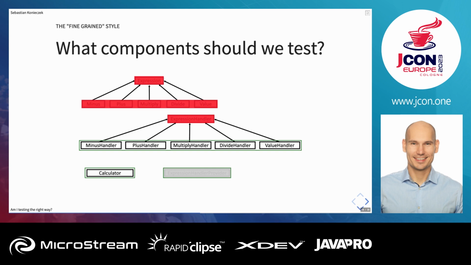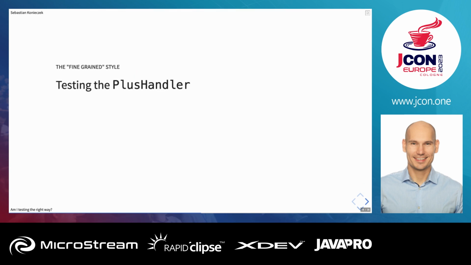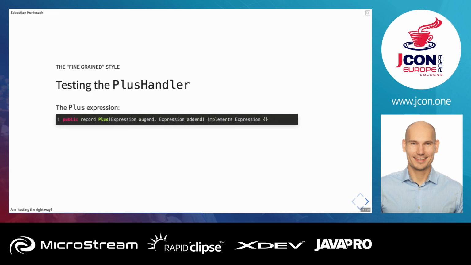So let us start here with the handler tests, and for this example I will only show you one test because all the other tests are basically the same, and this is the plus handler test in this case. Before we go through the test, we'll have a quick look at the plus expression here, and it looks basically like the divide expression. It also has two expressions as parameters, the origin and the addend expression, and again, no concrete type of expression, so we don't really know what expressions will be there.